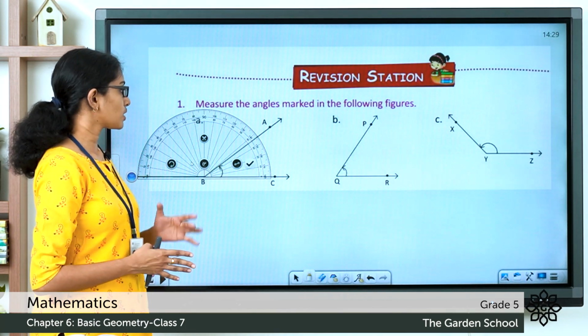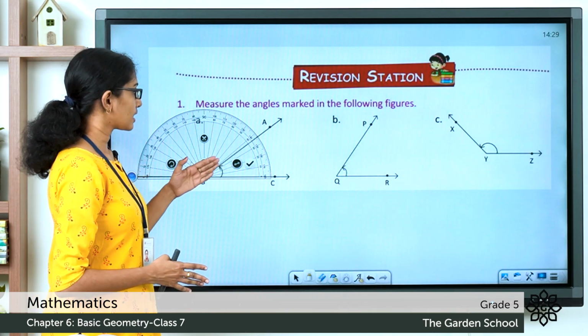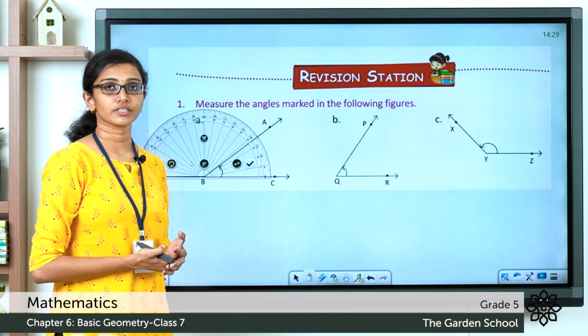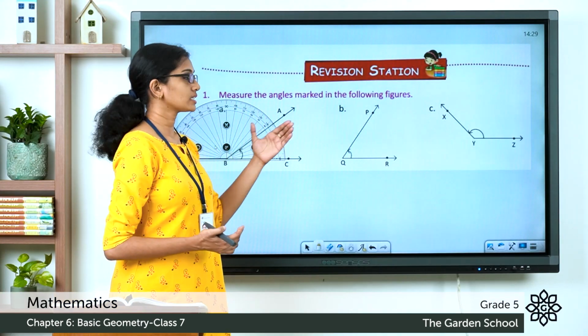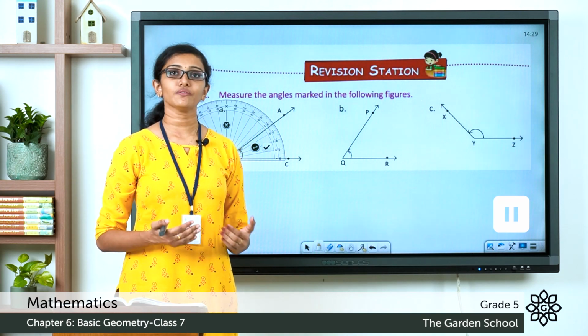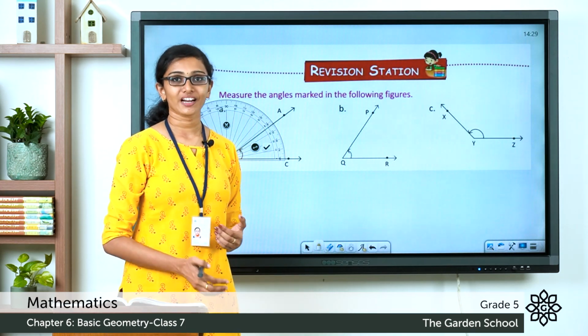So what is the measurement of the first angle? Angle ABC measures an angle of 37 degrees. So similarly, you have to measure the other 2 angles. Do this as an activity now. Please pause the video, finish it and come back. Hope you are done with that.